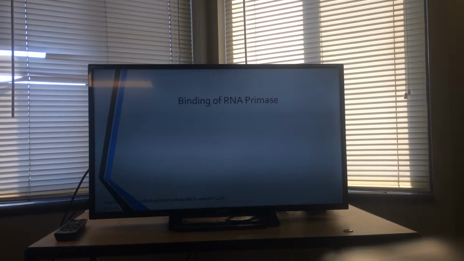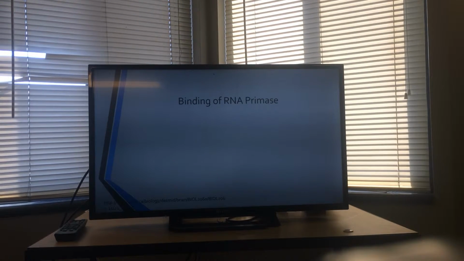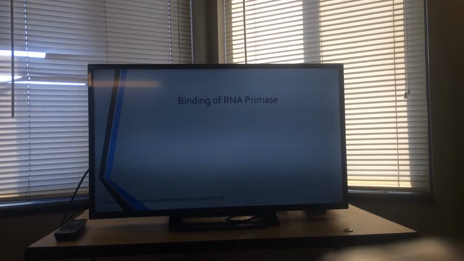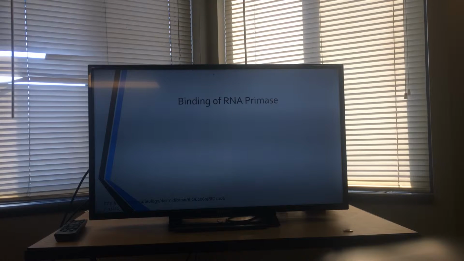Next, we're going to move on to binding of RNA primase. This is a very important step, and it involves RNA primase at the initiation point of the 3' to 5' parent chain. RNA primase can attract RNA nucleotides, which bind to the DNA nucleotides of the 3' to 5' strand due to the hydrogen bonds between the bases. RNA nucleotides are the primers for the binding of DNA nucleotides.